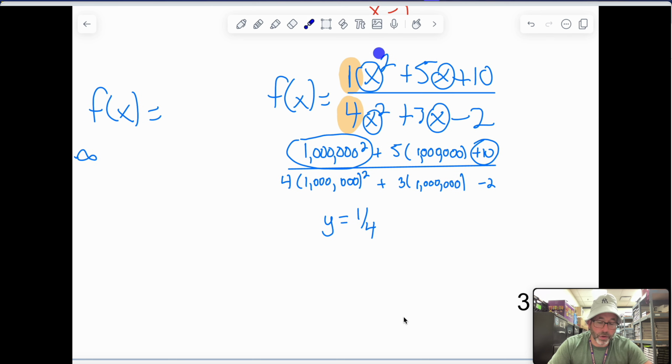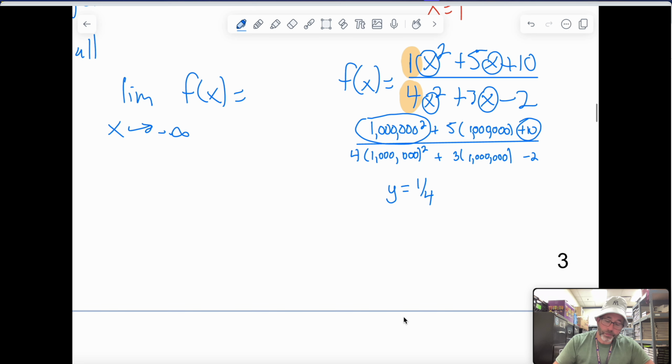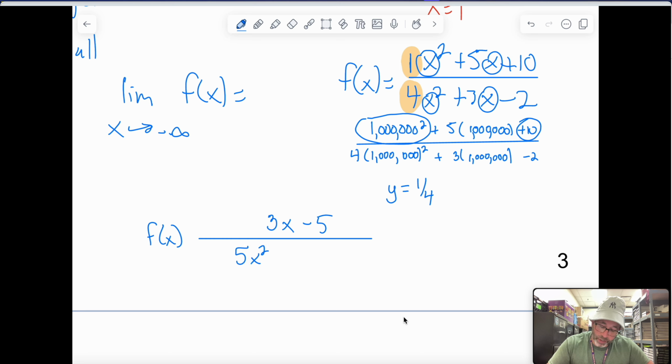That's it. That's the horizontal asymptote. Now that one only works when we have the degree exactly the same on the top as on the bottom. If the degrees are exactly the same, we just take the coefficients of those leading terms. Okay. What happens in the event that we don't have them exactly the same? Well, there's 2 scenarios that are going to come up with this. The first one is when we have f of x is equal to like 3x minus 5 over 5x squared plus 2x minus 4, whatever, okay?